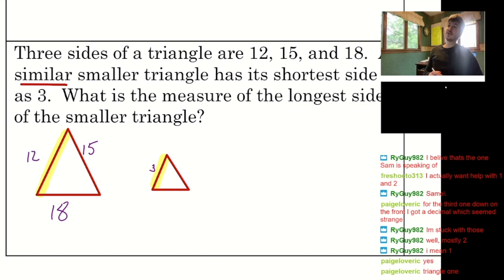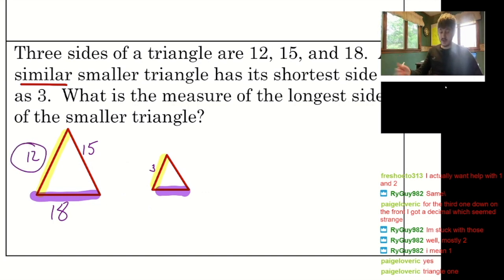So then they're asking, what is the measure of the longest side of the smaller triangle? Well, the largest side is 18, and the largest side of this triangle would be this bottom one right here. So you need to ultimately figure out the scale factor, what number am I multiplying into 12 to get 3. And it looks like you've done a dilation of 4, or you've divided by 4, a dilation of 1/4, however you want to think of it. It's a dilation of 4 if you're going this way, dilation of 1/4 if you're going the other way. Which makes it so that all you got to do is take 18, multiply by 1/4.